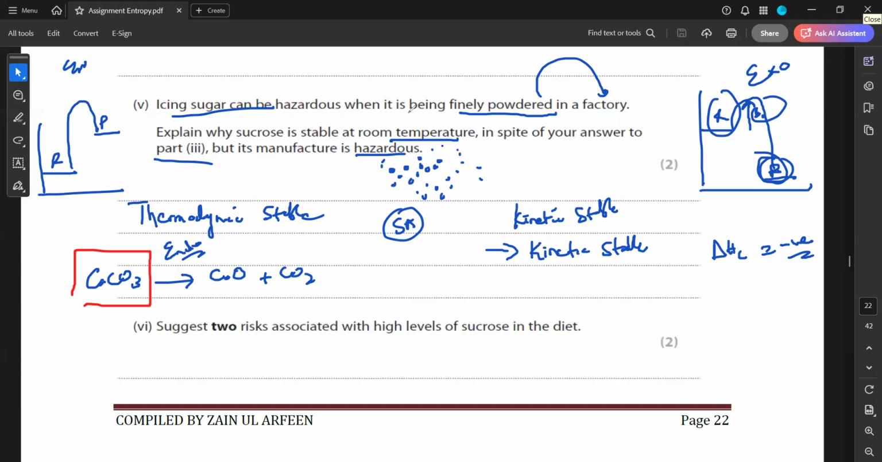But why is it stable? Because it may have a high activation energy, or the conditions are not feasible for this sucrose to convert into carbon dioxide and water. So whenever we refer to kinetic stability, the reactants of exothermic reactions are always kinetically stable. It means they should form a product, but they're not forming a product because maybe they need some energy to reach activation energy. And the reactants of endothermic reactions are always thermodynamically stable.